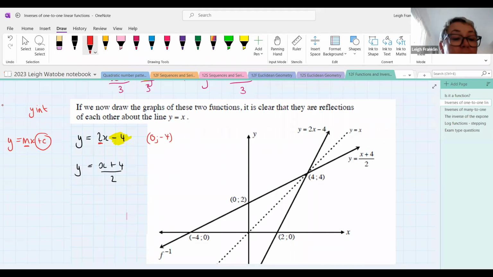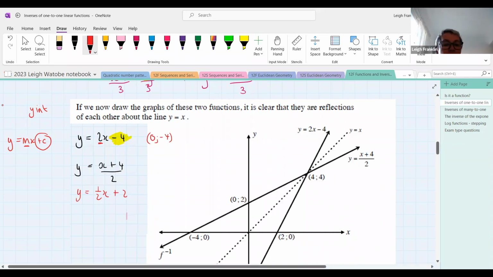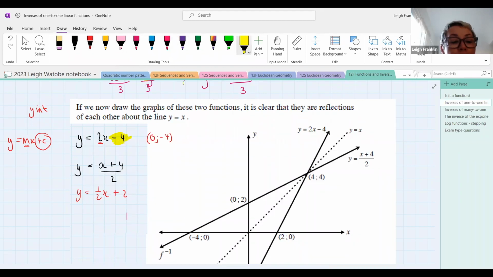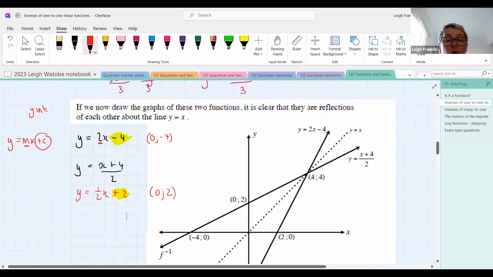In this case, same story. If we split it apart like I did earlier and write it as y equals half x plus 2, it's also very easy to see what the y-intercept is. It's this value that I'm highlighting in yellow. So straight away, I can see that the y-intercept of my inverse is going to be at 0 and 2. I don't need to calculate my y-intercepts when my function is in the form y equals mx plus c, but I still need to calculate my x-intercepts.